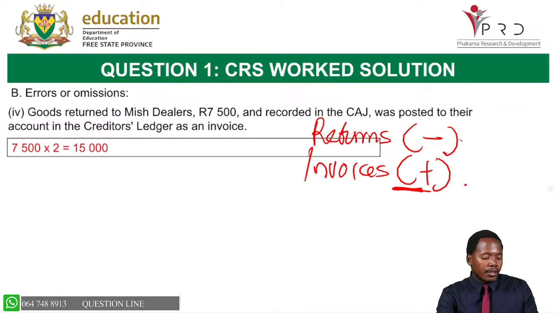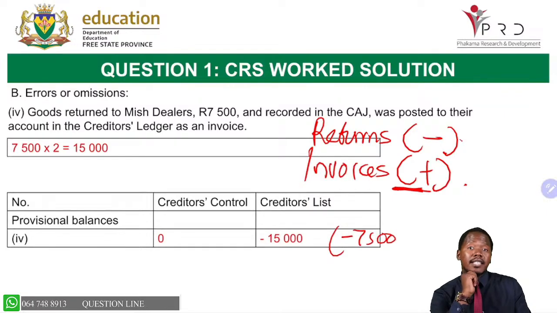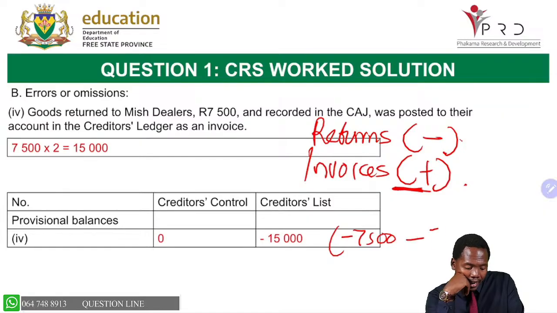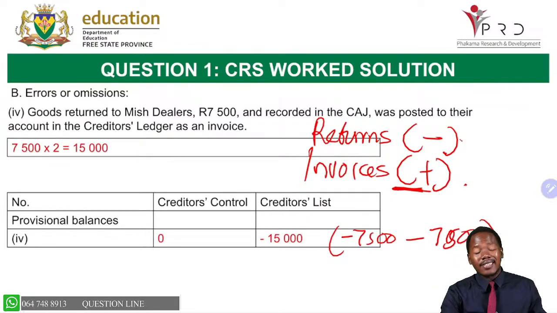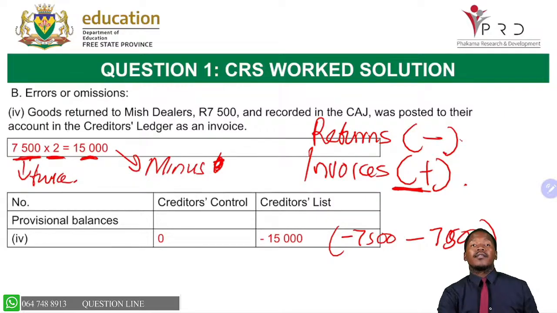Now, what are we going to do here? We are going to subtract the 7,500 to correct the mistake that we have done, and again, record the 7,500 to now record the returns. So altogether, it's 7,500 multiplied by 2, then we get 15,000. So this 15,000, we are going to subtract. But the 7,500, we subtract twice. Okay? So there we have it.